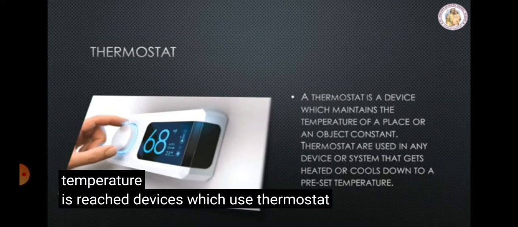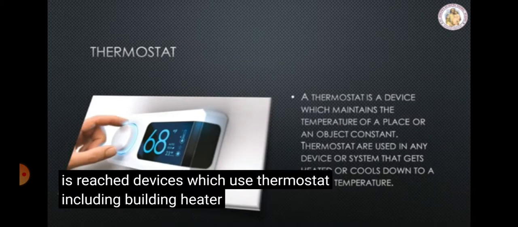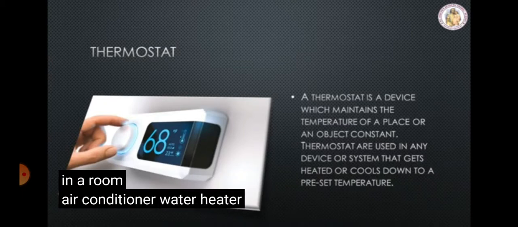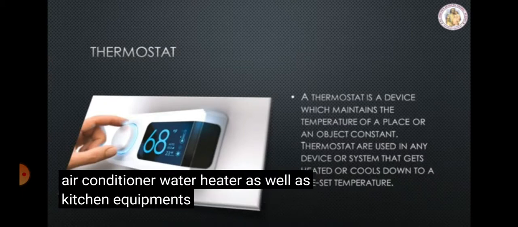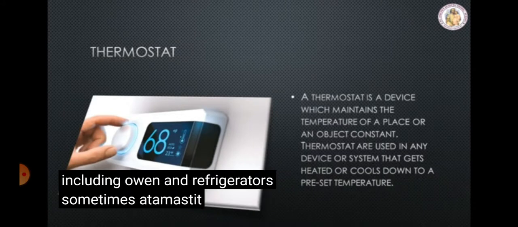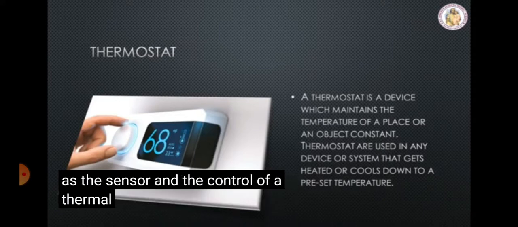Devices which use a thermostat include building heater, central heater in a room, air conditioner, water heater as well as kitchen equipment including oven and refrigerators. Sometimes a thermostat functions both as a sensor and the controller of a thermal system.